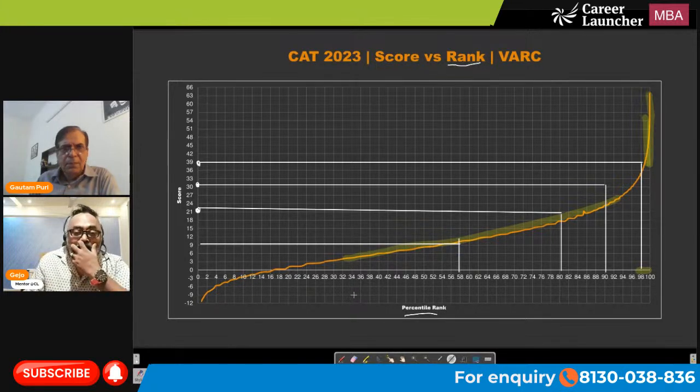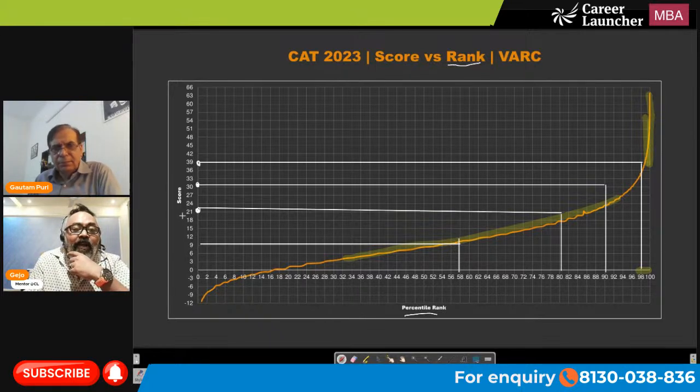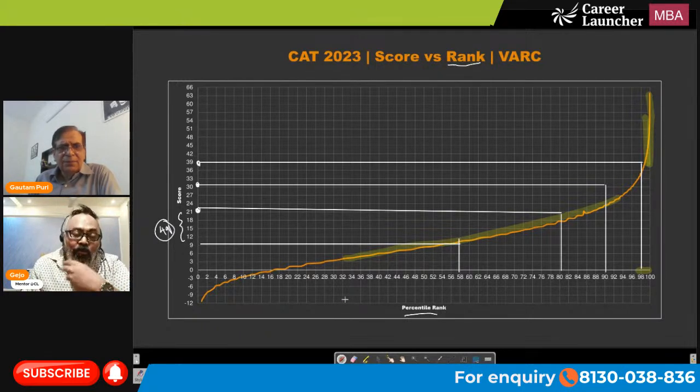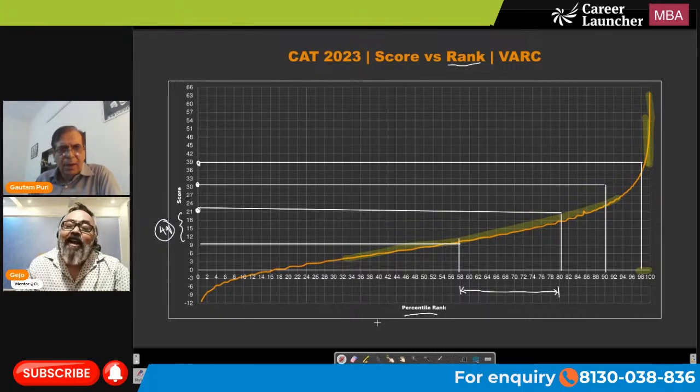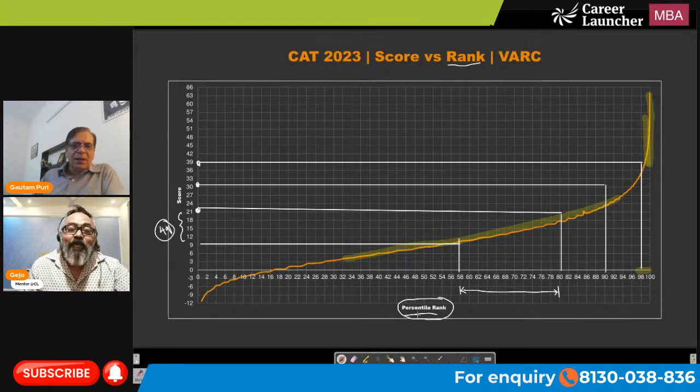But actually, from 10 to 20, if you look at the movement of 10 to 20, that's probably about 4 questions. So if you look at the lower scores, those 4 questions will have a huge impact on your percentile rank. And we had discussed this last time, GP as well. We need to leave percentile rank aside. Fluctuation in percentile rank is going to be huge in terms of VRC.